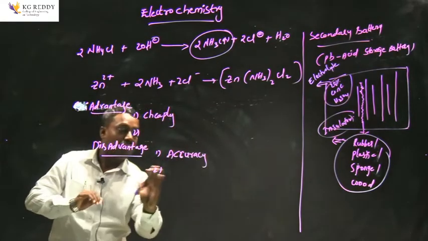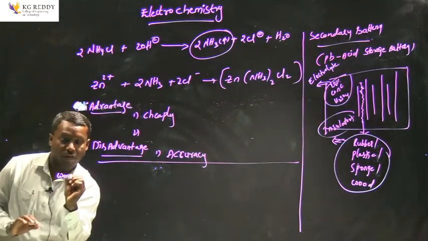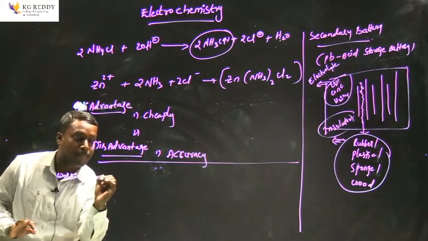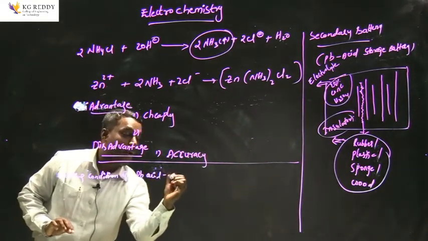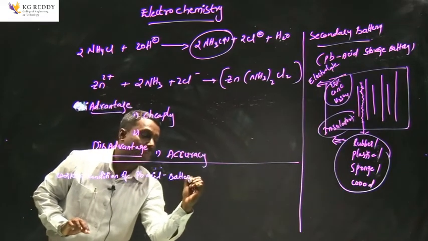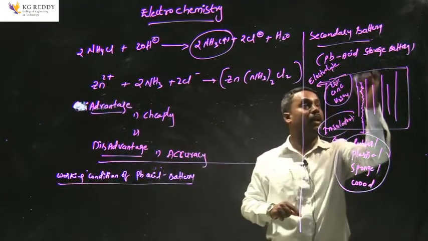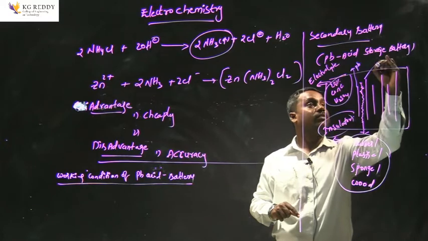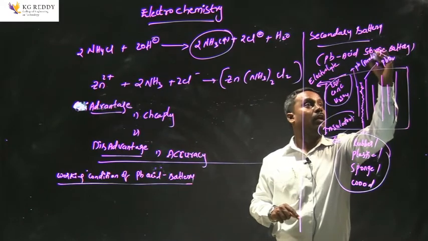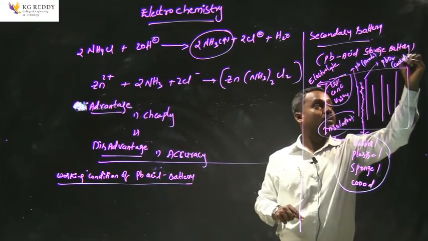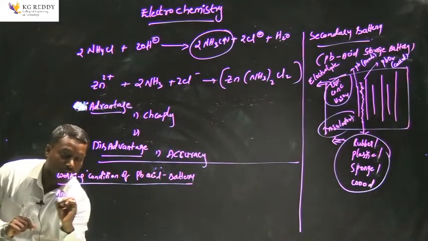Now we'll go to the working condition of the lead acid battery, or lead acid storage battery. In this, one is the lead plate and the other is the lead dioxide plate. The lead plate acts as the anode, and the lead dioxide plate acts as the cathode, right? So the lead plate acts as an anode.